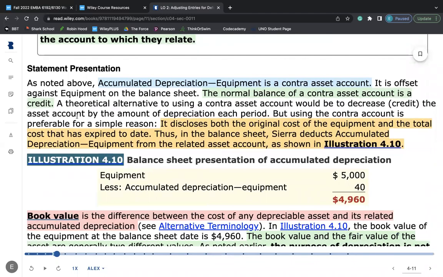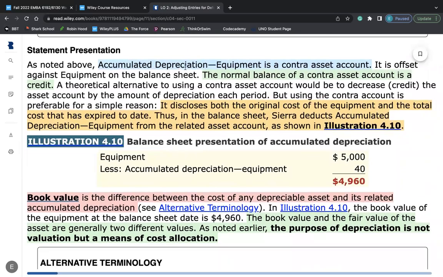Statement presentation. As noted above, accumulated depreciation equipment is a contra asset account. It is offset against equipment. The normal balance of a contra asset account is a credit. A theoretical alternative to using a contra asset account would be to decrease or credit the asset by the amount of depreciation in each period. But using the contra asset is preferable for a simple reason. It discloses both the original cost of the equipment and the total cost that has expired to date. Thus, in the balance sheet, Sierra deducts accumulated depreciation from the related asset account as shown in illustration 4.10.